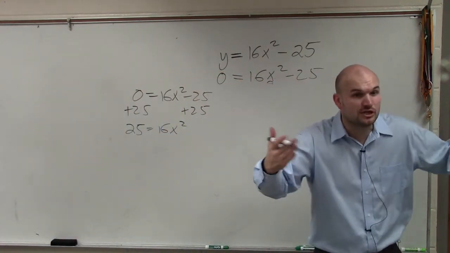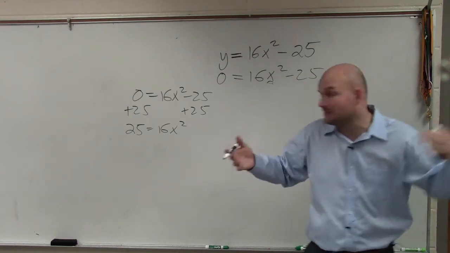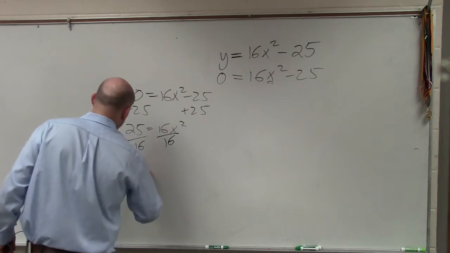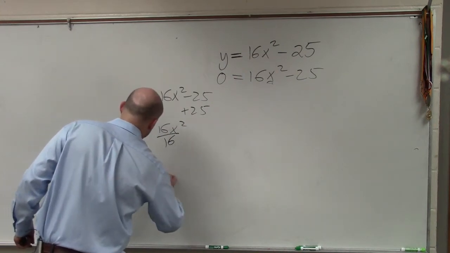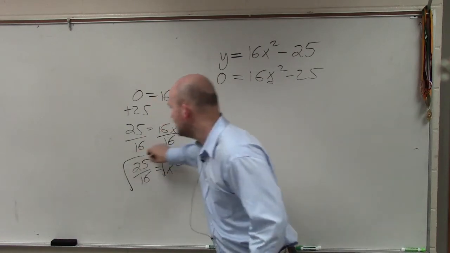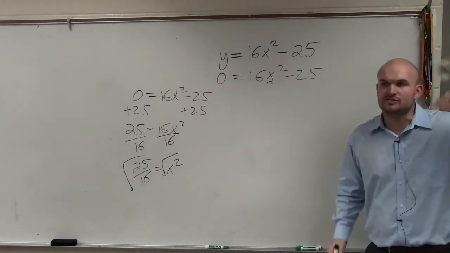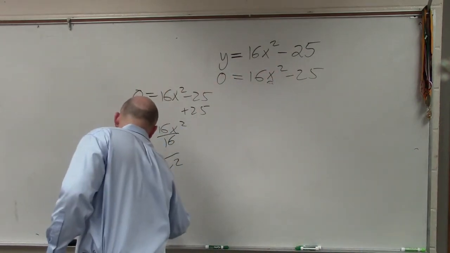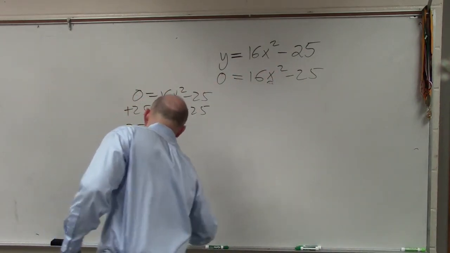This is what we first learned in chapter 5. First thing we learned was just solve for the x squared. Divide by 16. And then you have 25 over 16 equals x squared. Then you take the square root. And when you take the square root of a fraction, you take the square root of the numerator and of the denominator. So your final answer would be plus or minus 5/4 equals x.